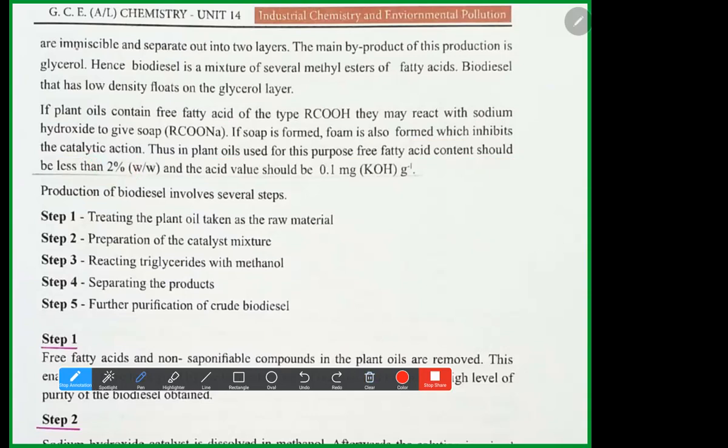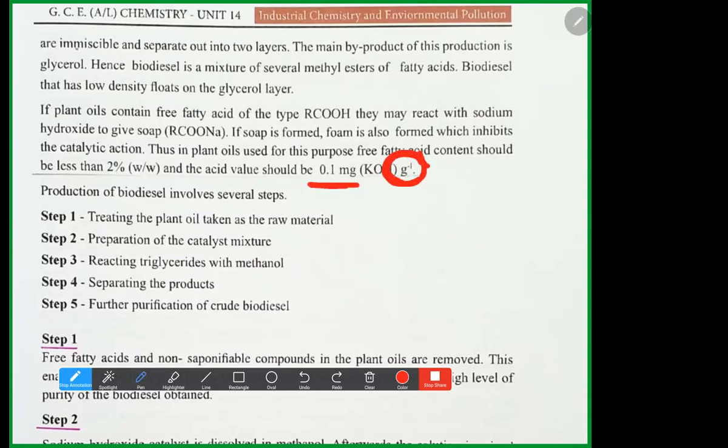By weight to weight, the acid value should be 0.1 milligrams per gram of potassium hydroxide. It simply means, when we use this potassium hydroxide to neutralize the fatty acid, how much is supposed to be neutralized: the fatty acid content is supposed to be 0.1 milligrams in 1 gram.